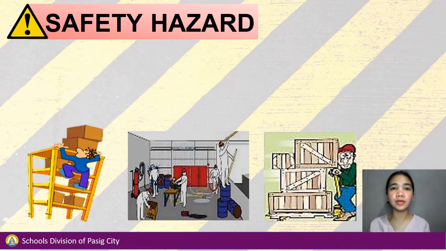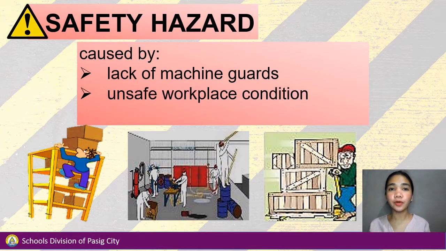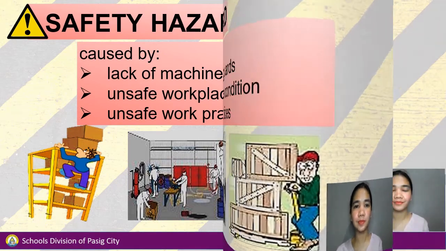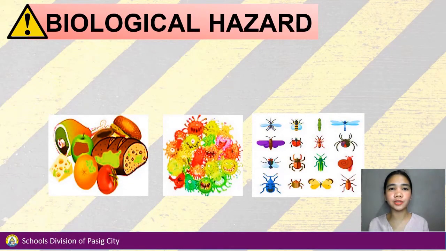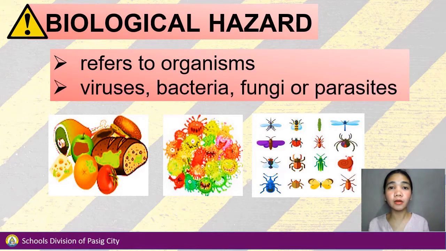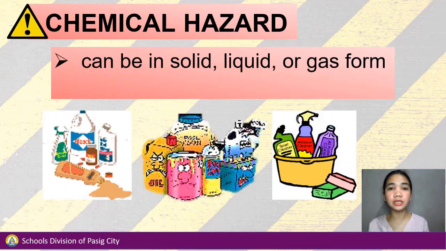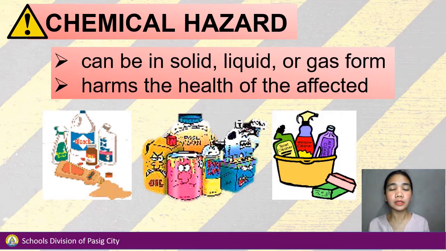Let's have the first type of hazard, safety hazard, caused by lack of machine guards, unsafe workplace condition, and unsafe work practices. Biological hazard. It refers to organisms that cause viruses, bacteria, fungi, or parasites that are harmful to humans. Chemical hazard. Can be in solid, liquid, or gas form. It harms the health of the affected.